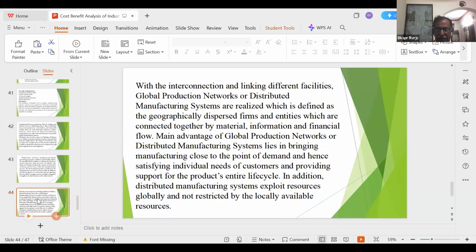The main advantage of global production networks or distributed manufacturing systems lies in bringing manufacturing close to the point of demand and hence satisfying the individual needs of customers and providing support for products' entire life cycle. In addition, distributed manufacturing systems exploit the resources globally and are not restricted by the locally available resources.